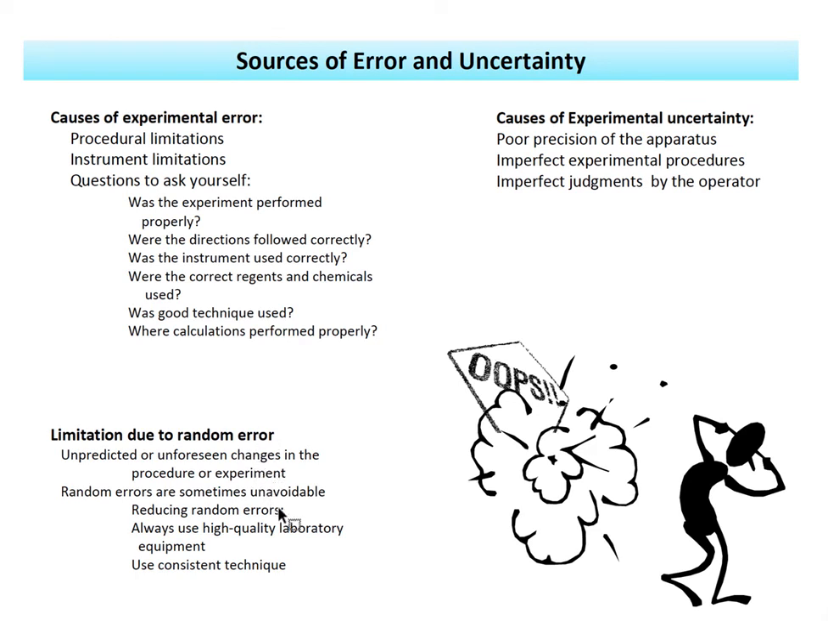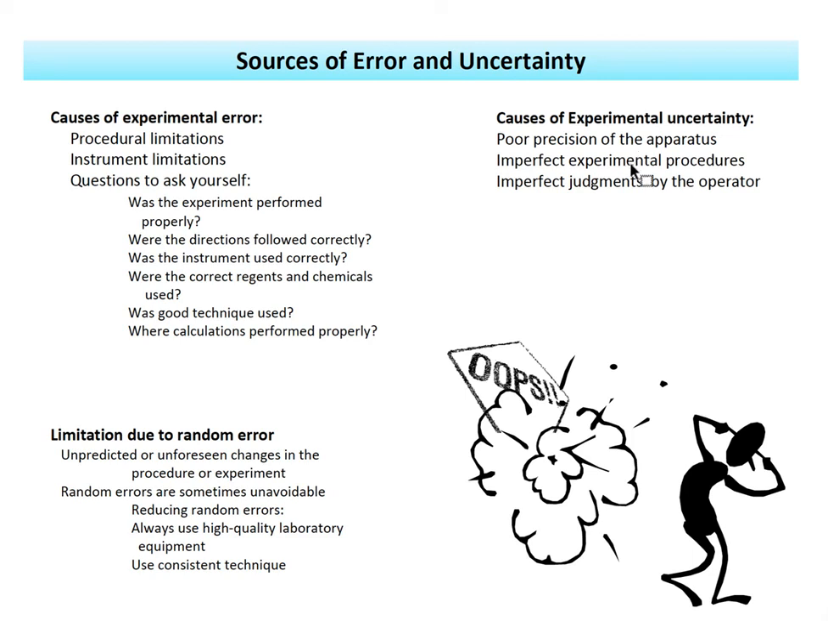They're unavoidable. To avoid them a little bit, or to minimize them, I should say, you want to use high quality laboratory equipment, so don't measure volume with a beaker, use a cylinder. If you have pipettes out, use the pipettes, and use consistent technique, so be careful. Poor precision of the apparatus means that it wasn't calibrated correctly, and you can't really control that always.